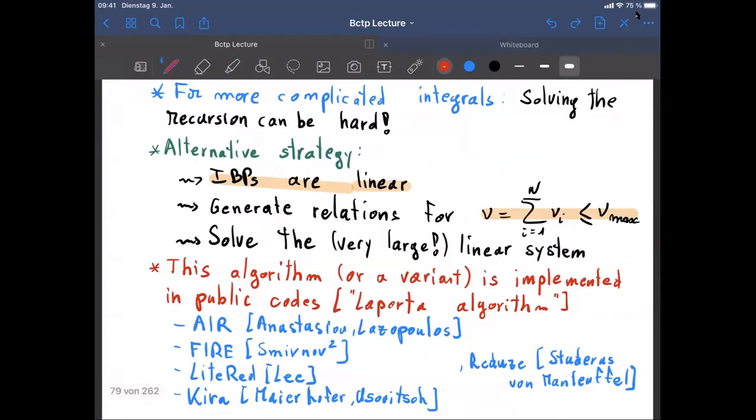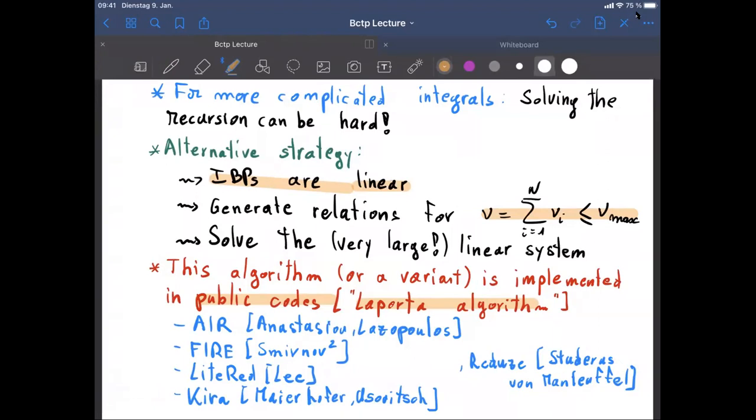Now, this is what people do in practice, and I just want to mention that there are computer codes that have this implemented. There are public codes that implement what is called the Laporte algorithm. Never mind what it is. It's just an efficient way of generating this large linear system and solving it in a smart way.